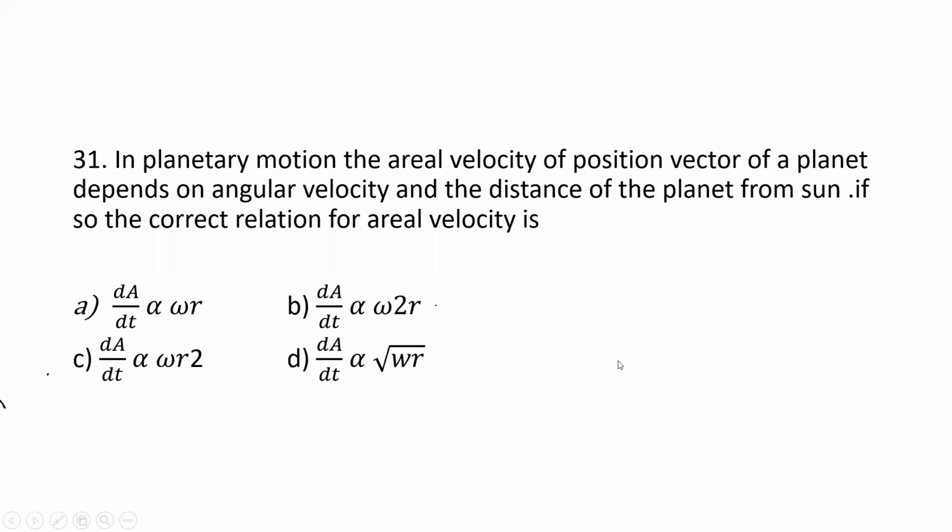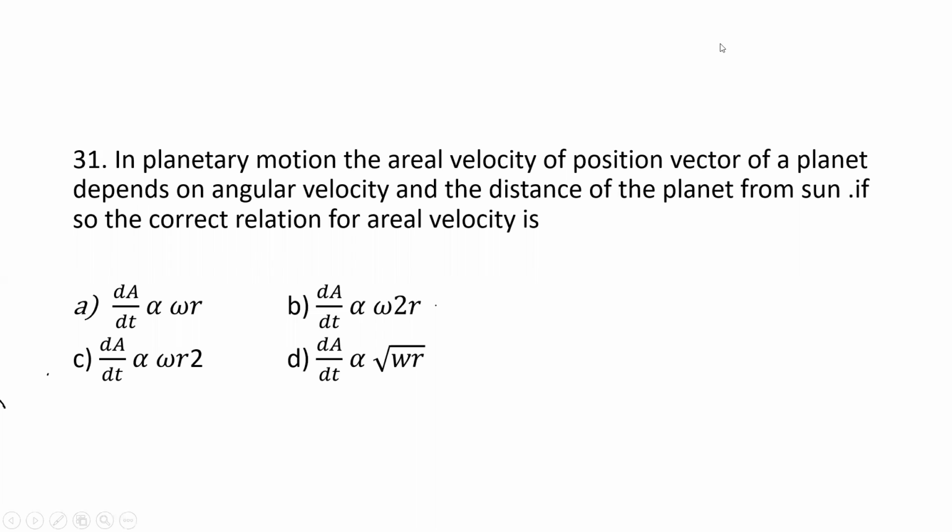Next question. In planetary motion, the areal velocity of the position vector of a planet depends on angular velocity and the distance of the planet from the sun. If so, the correct relation for areal velocity is? The areal velocity depends on angular velocity, given by omega, and the distance of the planet from the sun.